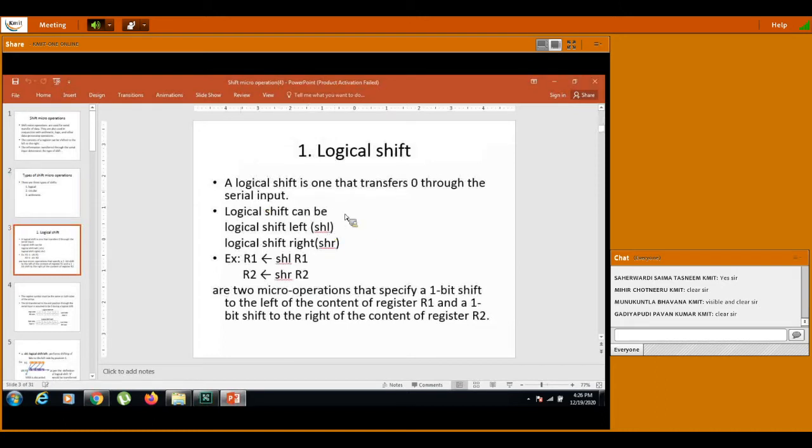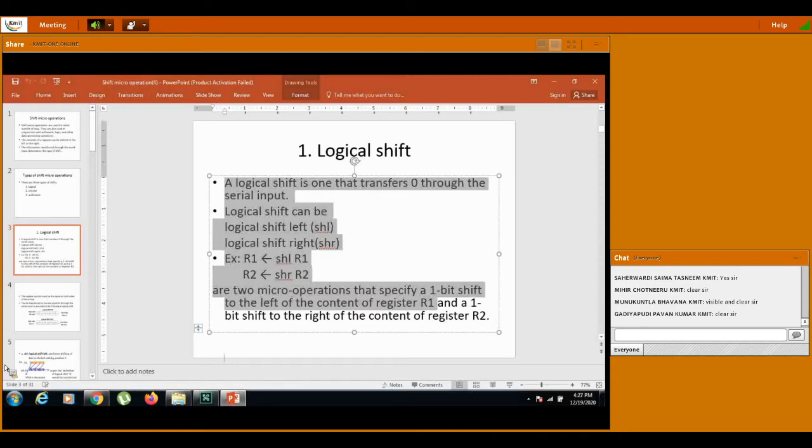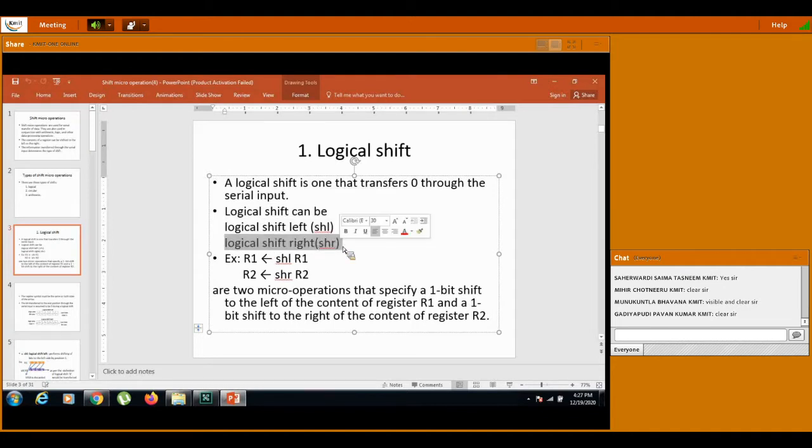So see, first one, logical shift. The logical shift transfers 0 through the serial input. Logical shift can be done either on the left side or the right side, as I told you just now. If you are moving it to the left, it's called logical shift left, SHL, and the right side is called logical shift right, SHR. Okay, so you can represent it like this.